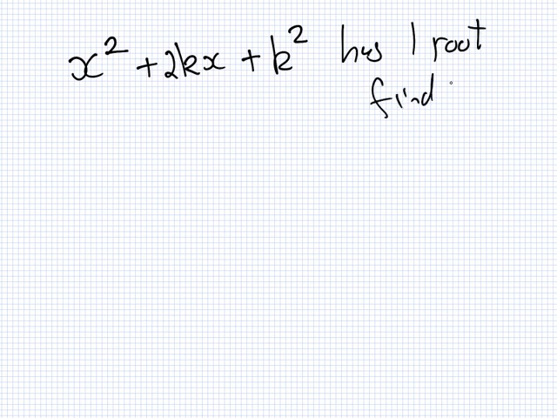Let's see. X squared plus 2kx, I don't know, plus k squared. Okay. Maybe I made it a little too easy, but it is a good example of what you might get in the exam, because you don't have to worry about the k at the front, because there isn't a k at the front. And 1 root is a little bit easier to do, because if it has 1 root, what do I know the discriminant is?